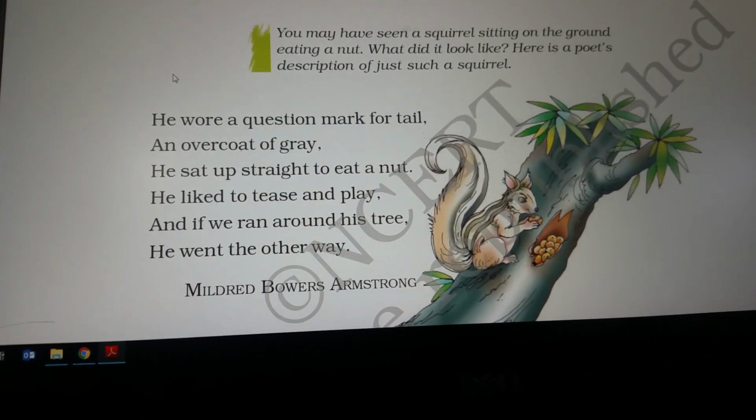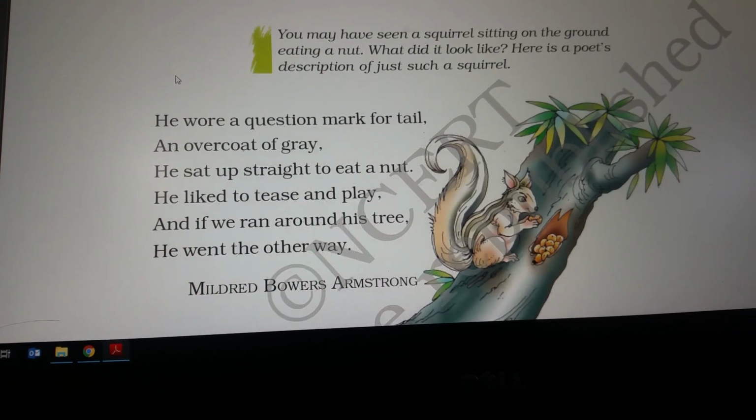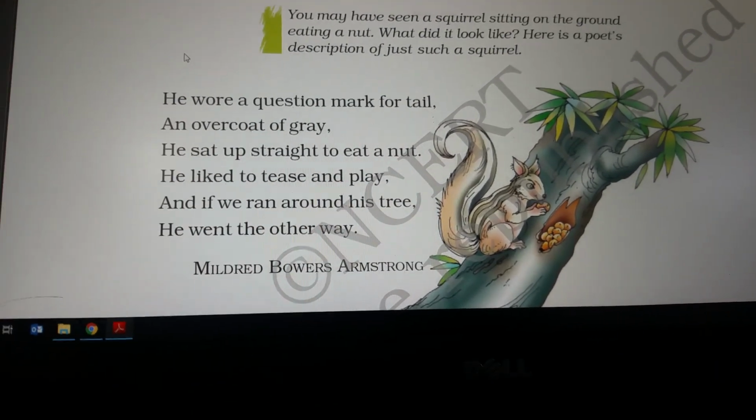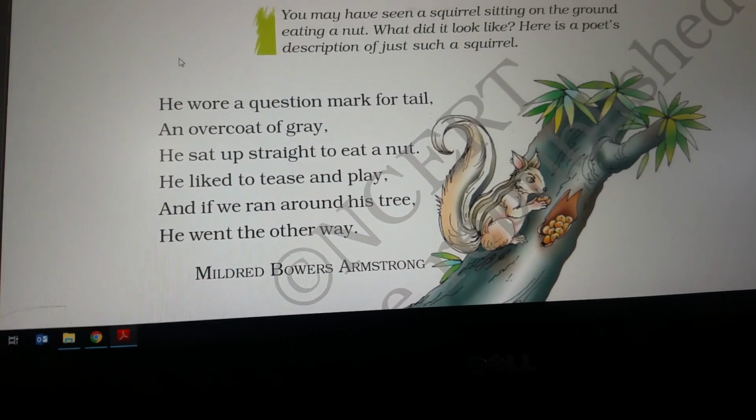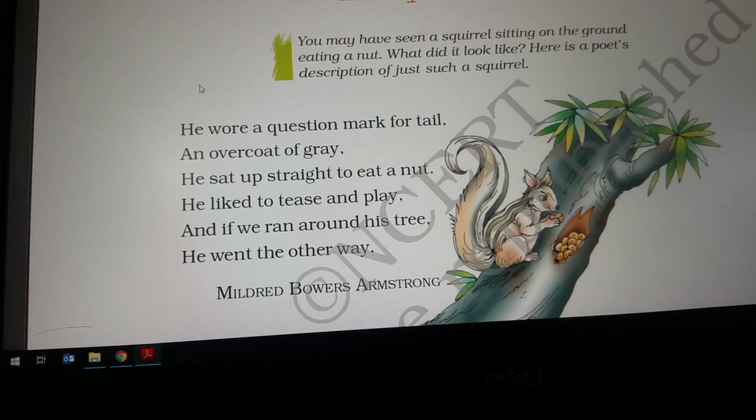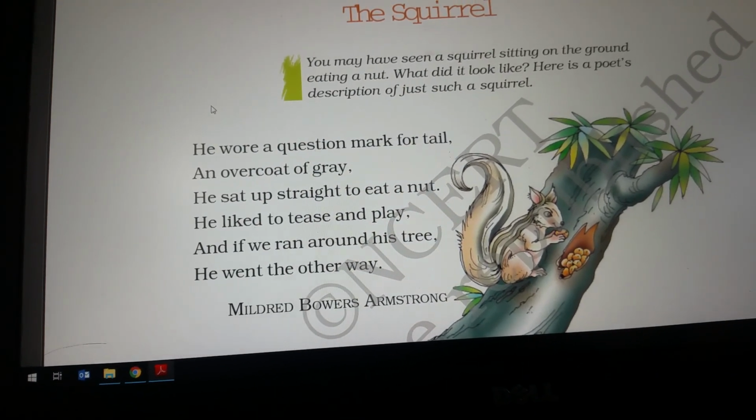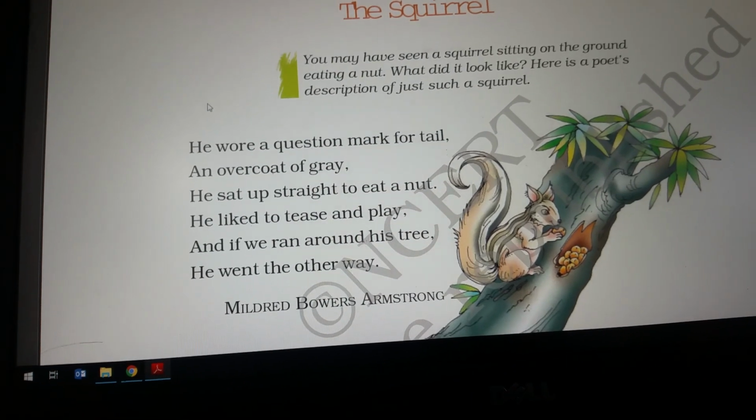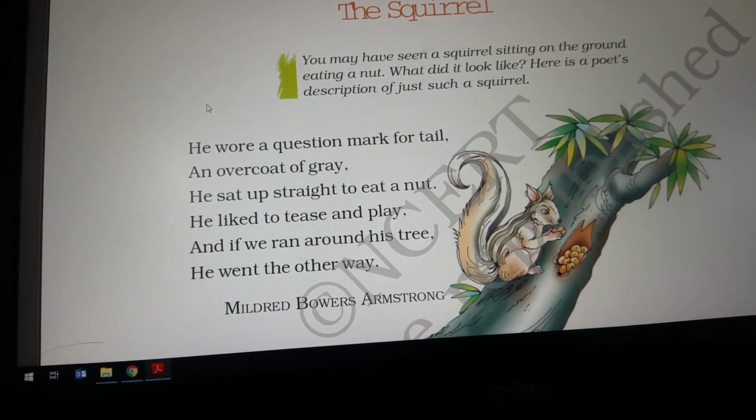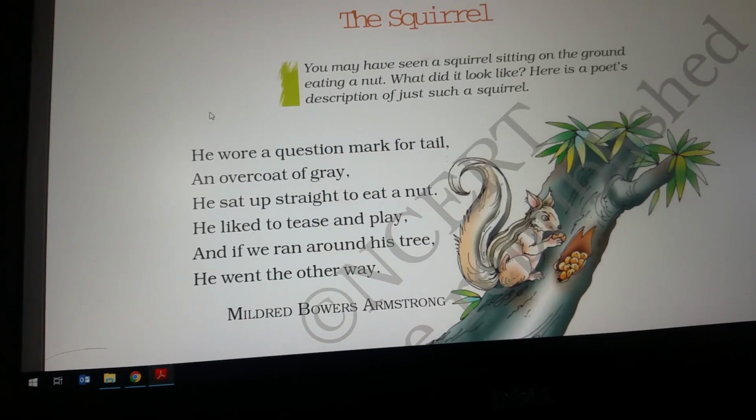Okay, so let us start with the summary. I'll read out the stanza for you, and then I'll explain the same stanza to you. He wore a question mark for tail, an overcoat of grey. He sat up straight to eat a nut. He liked to tease and play, and if we ran around his tree, he went the other way.